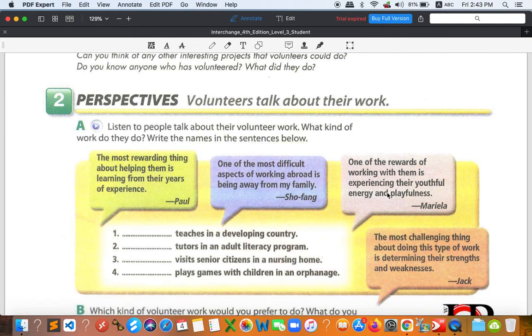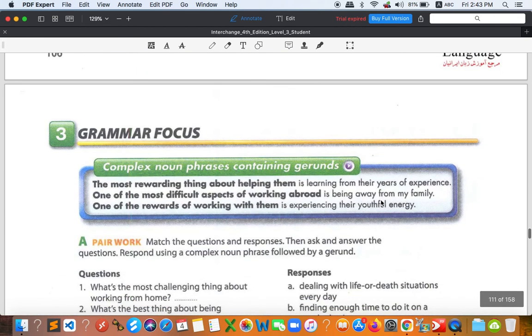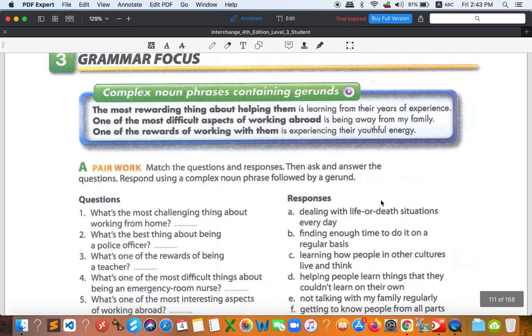Okay. So now let's go on to the next activity, which is about a grammar point. So this grammar point, everybody, looks complicated, but it is not. It's just the way it looks. All right. If you take a look at this, complex noun phrases containing gerunds. So if you take a look at the whole sentence, all the examples right here, you feel like, wow, it's complicated. But actually that is not really a grammar point at all. Okay, it's just an expression. So let's find out what it is.